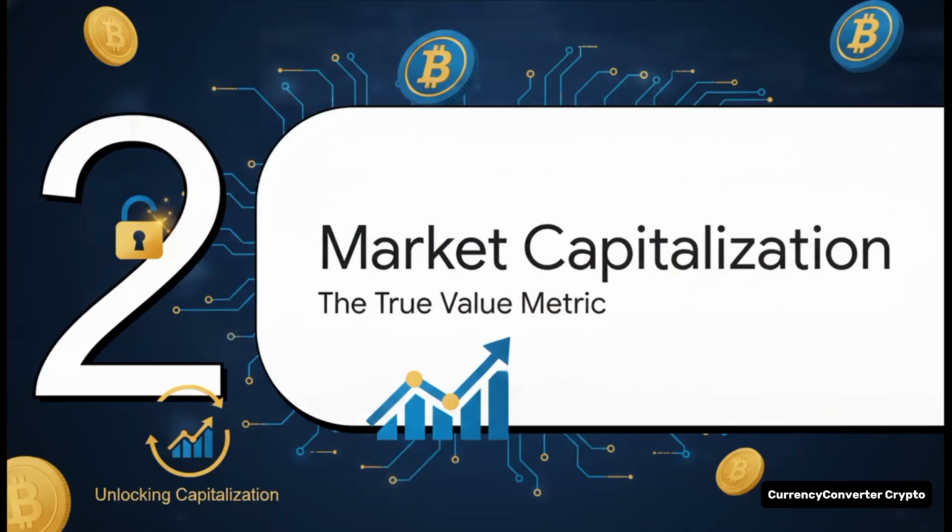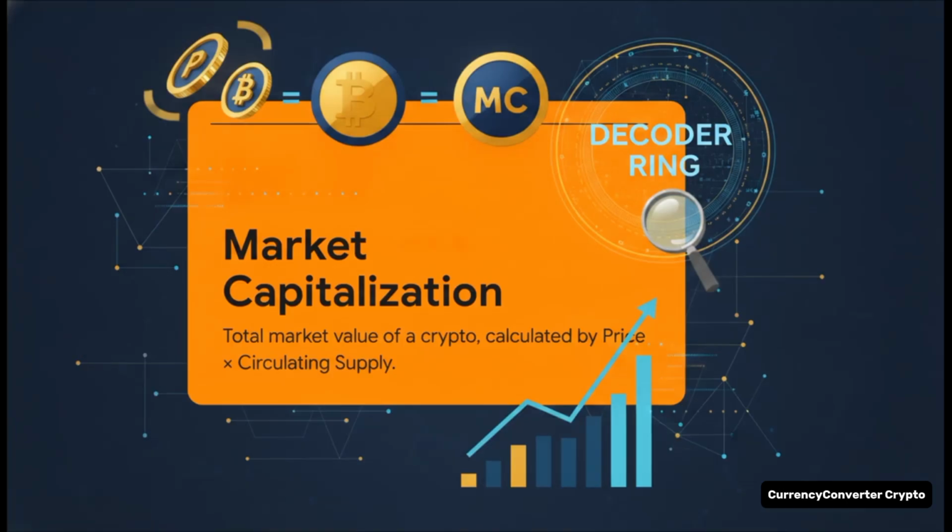That brings us to Section 2, Unlocking Market Capitalization. Market capitalization, or market cap for short, is essentially your ultimate decoder ring for crypto investing. It represents the total value of a cryptocurrency in the current market. And calculating it is a breeze. You just take the current price of a single coin and you multiply it by the circulating supply. And that supply is just the total number of those coins currently floating around out there in the market.